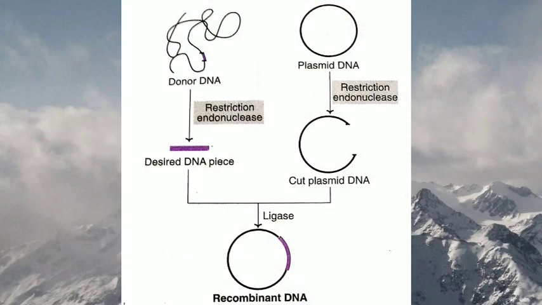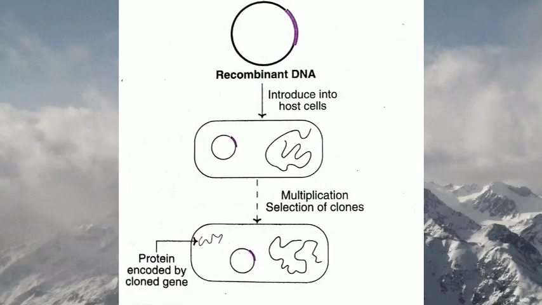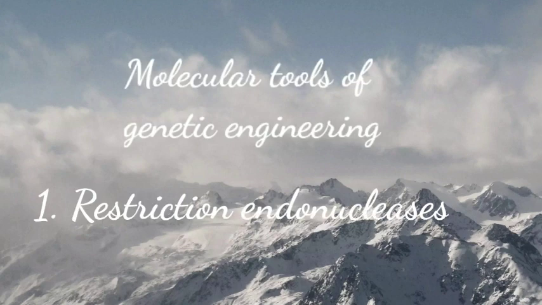This is the diagrammatic representation. The required segment of the donor DNA is selected. It is cut by using restriction endonucleases. Plasmid DNA is cut by restriction endonucleases. Both these DNA segments are combined with the help of DNA ligase. A recombinant DNA is obtained. The recombinant plasmid so obtained is introduced into the host cells. Then the host cells are allowed to multiply. Then the host cells with the positive biomolecules are selected and separated.